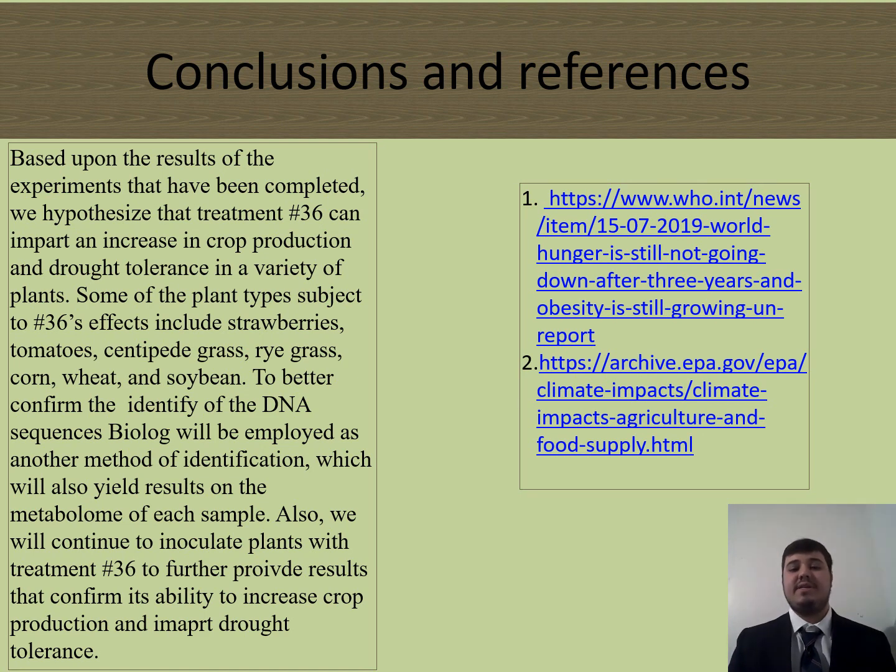We will also continue our experiments by inoculating plants with the other endophytes, but we have currently started to focus on 36.